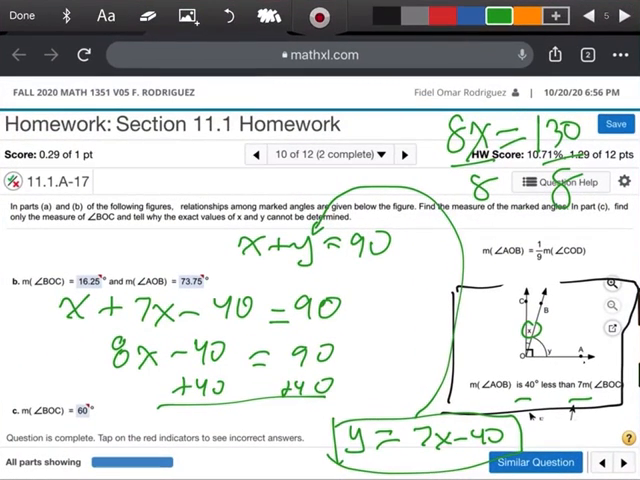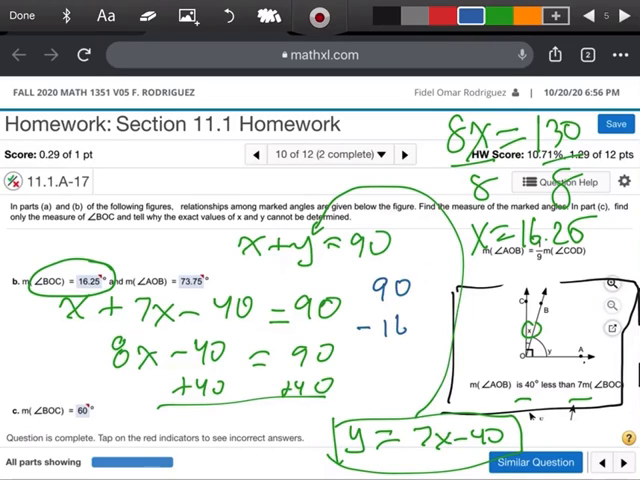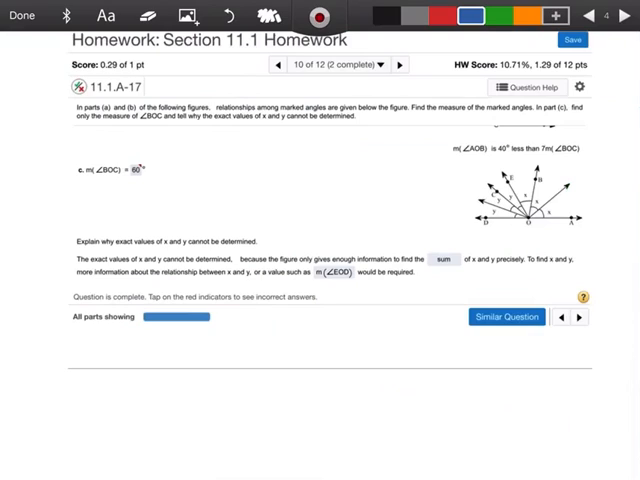So X is 16.25. If you notice, there's my 16.25, right? Okay, and now if I want to find the other part, remember, the whole thing has to add up to 90 degrees. So if we want to find the other part, we can just say, well, what's 90 minus 16.25, and I'll let you do this part in the calculator, but you should come up with 73.75.